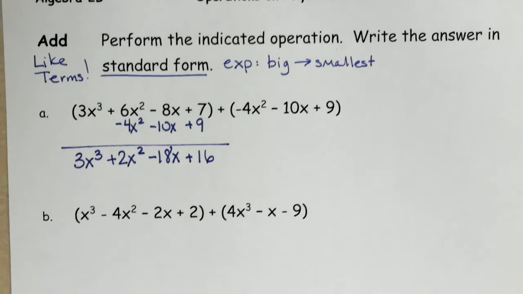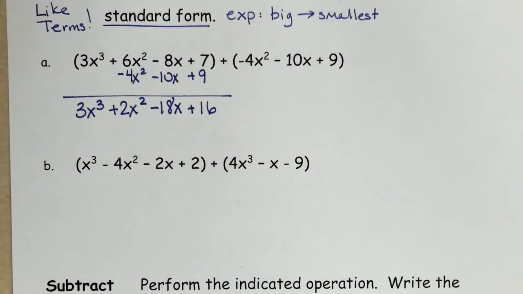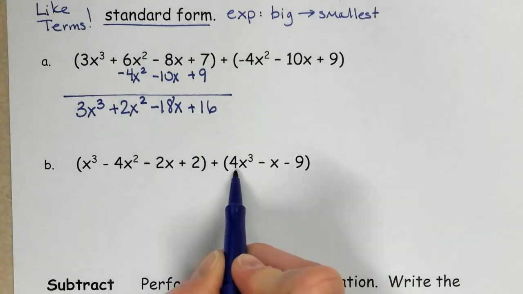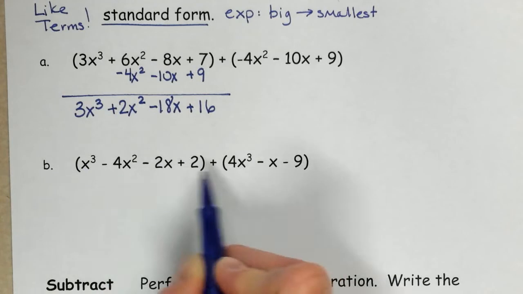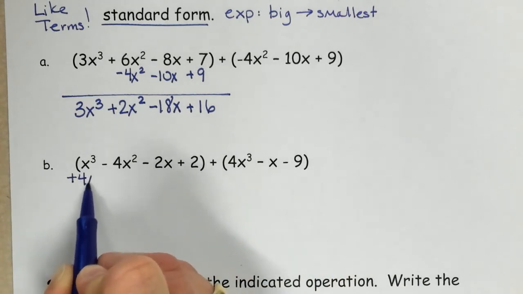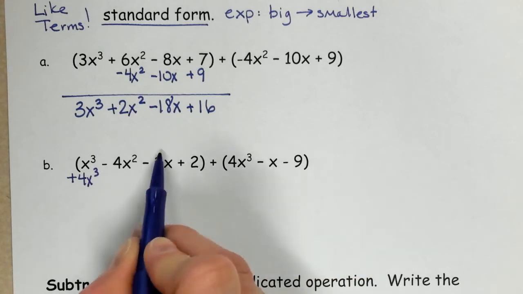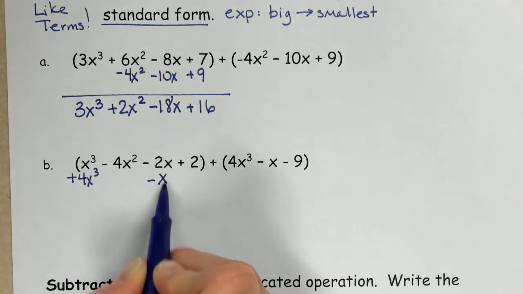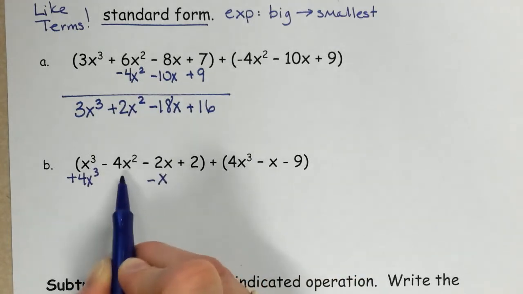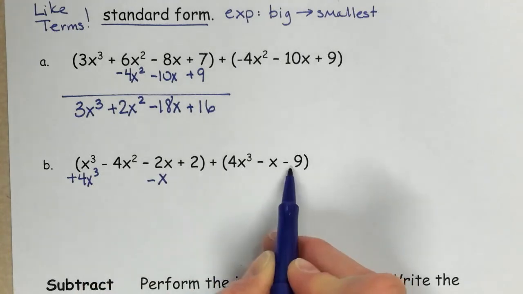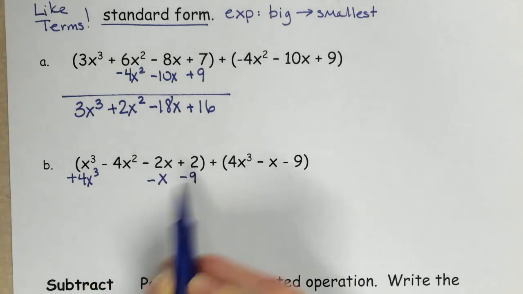One more time for good measure on adding. X to the thirds go with x to the thirds, so I'm going to put this plus 4x cubed over here. Minus x goes with the x's, so I'm going to write it here under the 2x. Just left a gap where I didn't have a like term. And minus 9 is going to go under the 2.